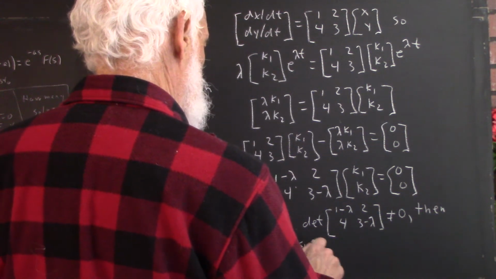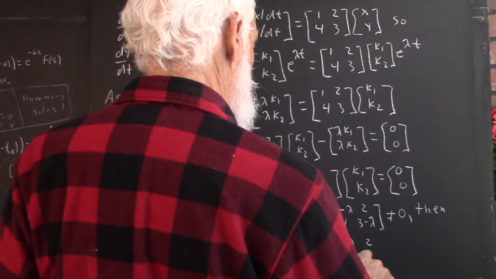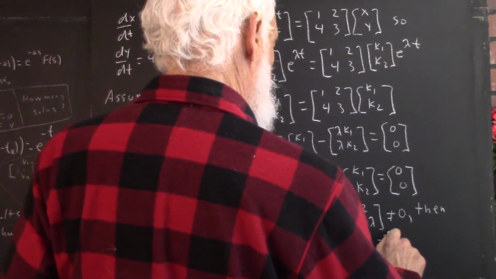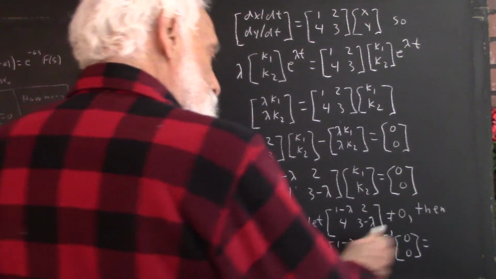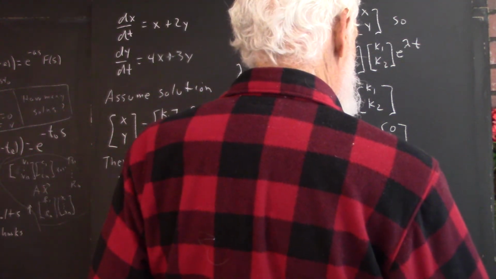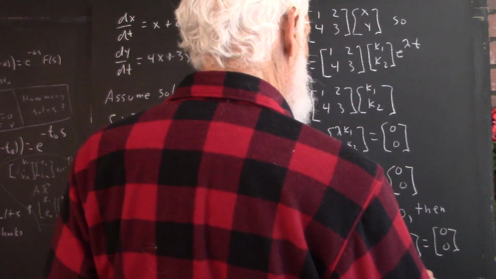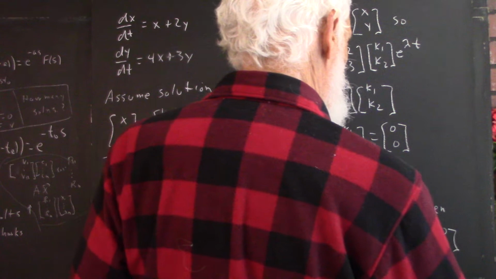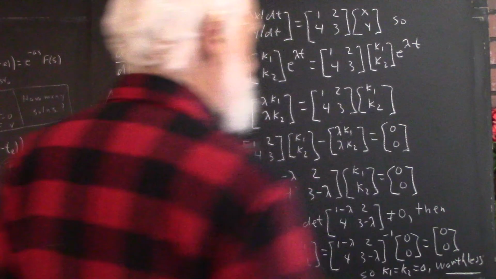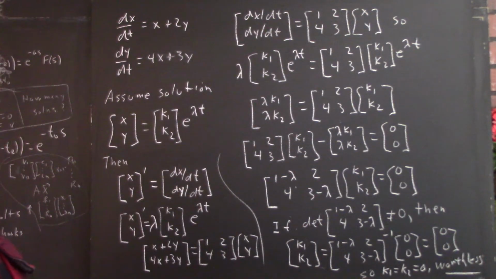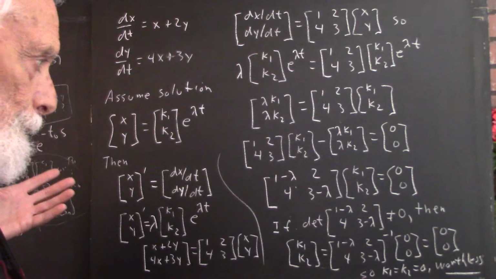So K1, K2 is going to equal the inverse of this matrix times 0, 0, which equals, well, any matrix times the 0 vector is going to give you the 0 vector. So K1 equals K2 equals 0, which is worthless. Might be a little hard to read that sentence there. But that's it.